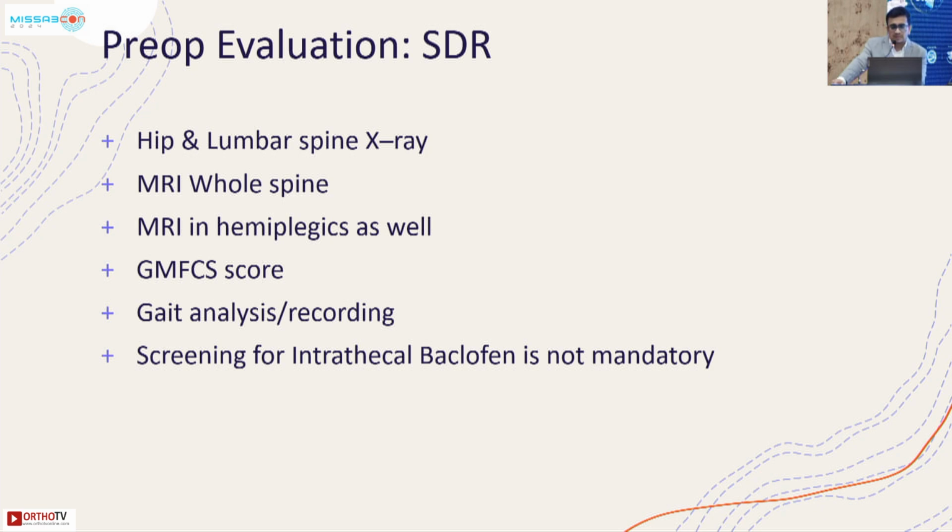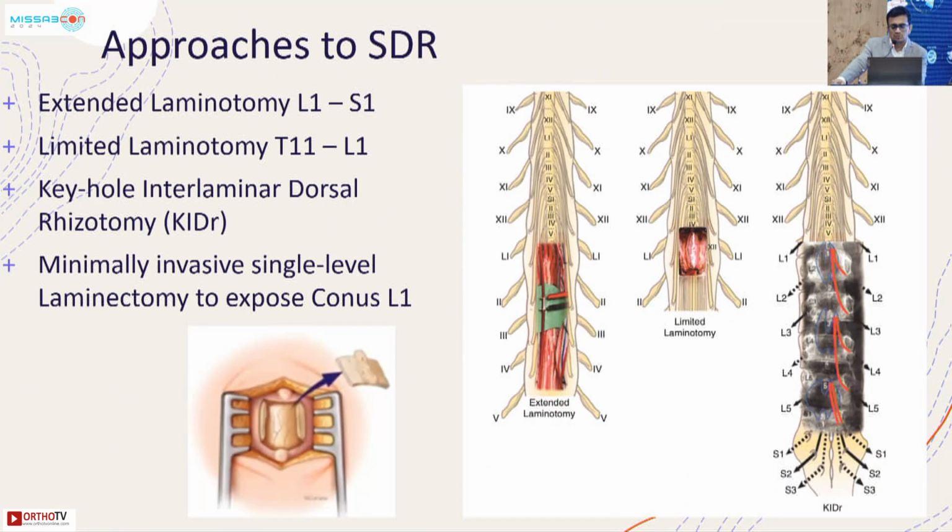Apart from that, hip and lumbar spine X-rays are very important to note the integrity of the hip joint in particular. Coming to selective dorsal rhizotomy, there are various approaches: extended laminotomy from L1 to S1; limited laminotomy from T11 to L1; keyhole intralaminar dorsal rhizotomy at multiple levels; and a minimally invasive single-level approach, where an L1 laminectomy is done to expose the conus, and the procedure is done.